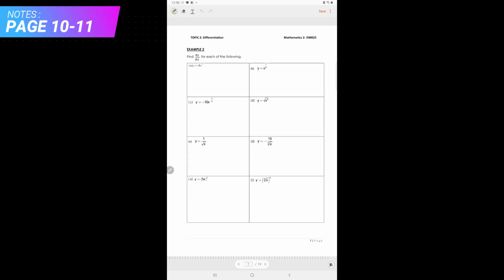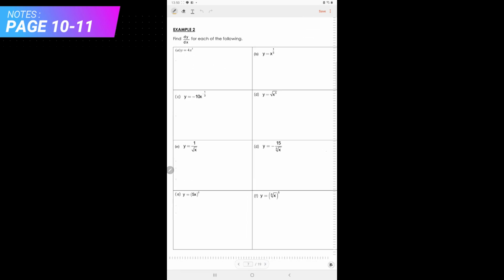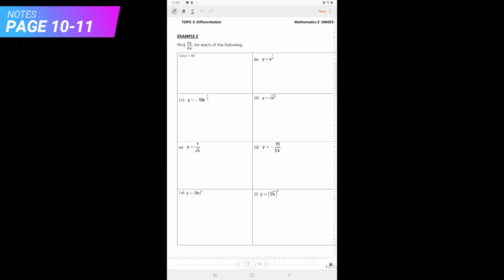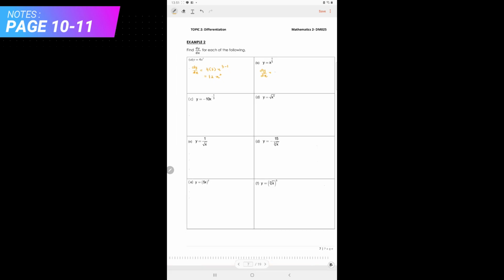Okay, kita tengok example untuk lebih faham. So the first example, find dy/dx of each of the following. So A, dy/dx akan jadi 4 times 3x to the power of 3 minus 1. So akan dapat 12x square. Okay. For B, dy/dx, you have to write this. Mesti tulis dy/dx tu.